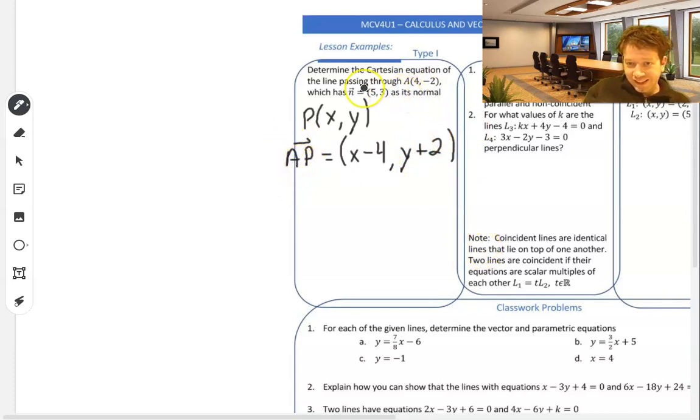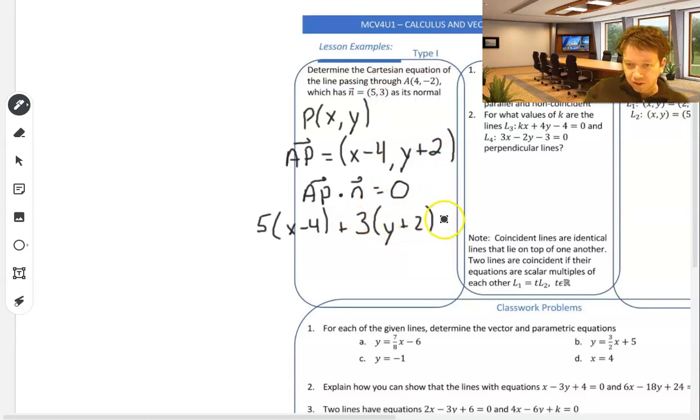Now, since this is the normal vector, it is perpendicular to a direction vector. So I know that AP dot n will be 0. Their dot product is 0. So let's solve for their dot product. So we have 5 times x minus 4 plus 3 times y plus 2, and that equals 0. So now I'm just expanding and putting it into standard form here.